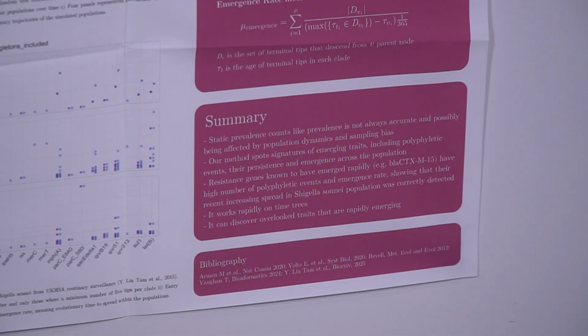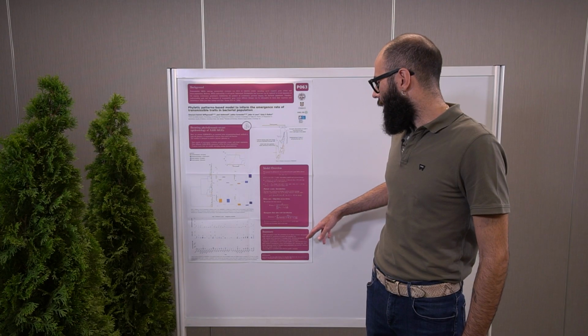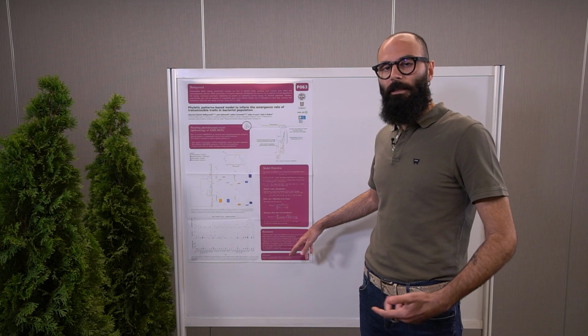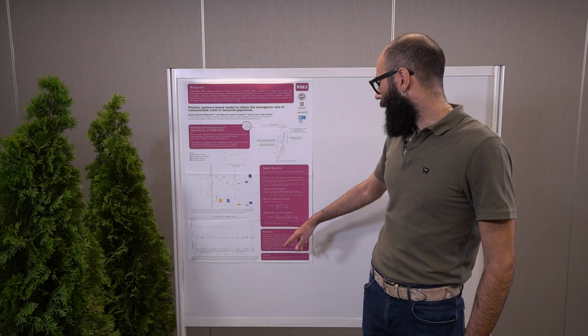So to summarize, static prevalences are not always useful because they can be affected by biases, for example sampling, and also biases due to the clonality of bacterial populations. And this method is fast. It works on time-scaled trees, so it can be used, for example, with BactDating and BEAST trees as input. And then resistance genes or virulence genes, or traits in general, categorical traits, can be tested within the same population to measure their different rates over time.